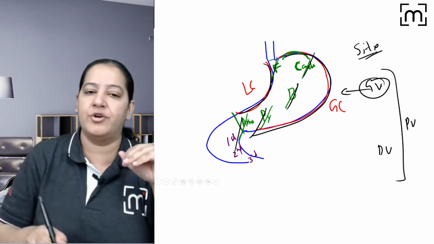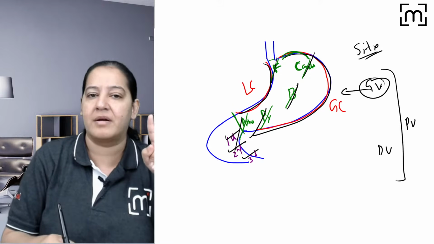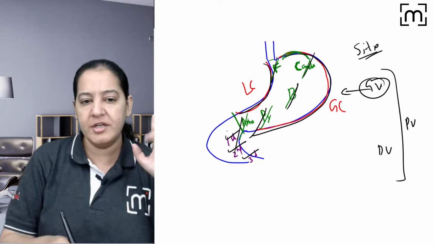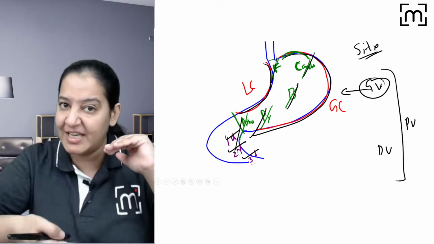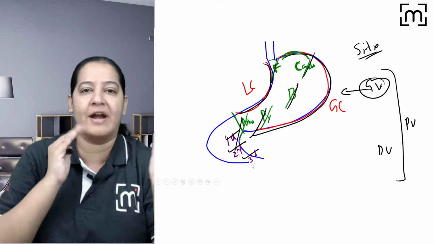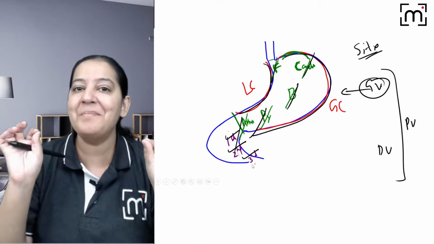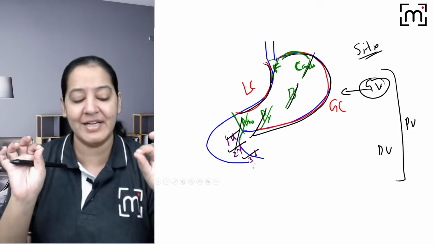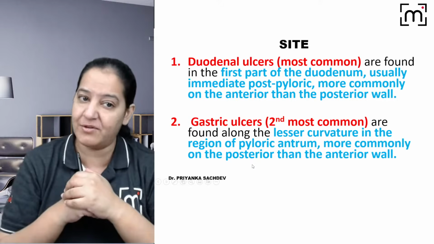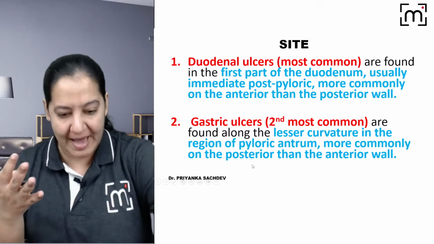The same question for the duodenum. First part, second part, third part, right? In the duodenum also, first, second, third part, on the anterior wall or posterior wall or medial wall or lateral wall. Which wall? So tell me the exact site. The site is really very important for your MCQs in your exam. So let's talk about them one by one.